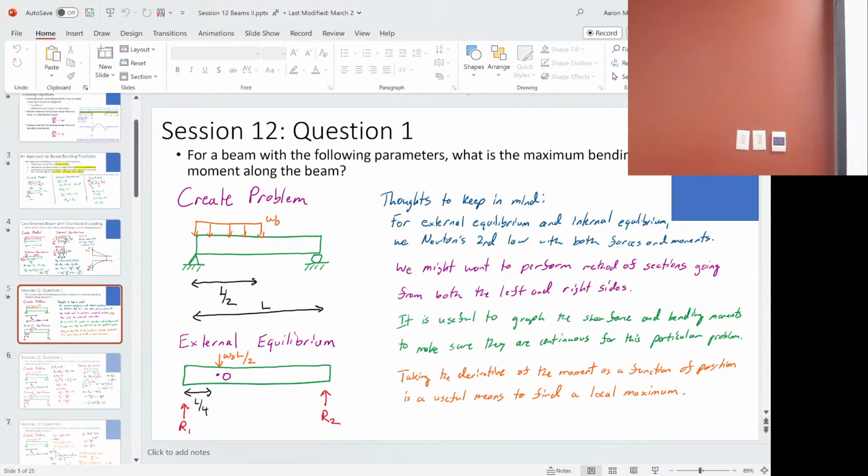So there are a couple ways to go about doing this. One is straight up equilibrium, so we take a slice and then we look at the result. The other way is to use the interval method.